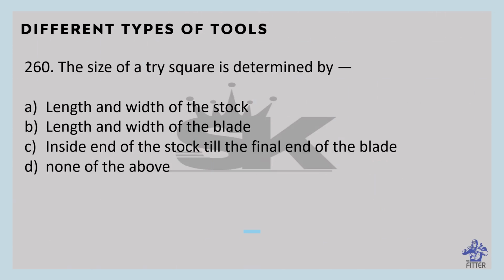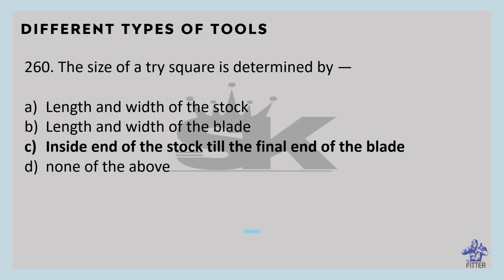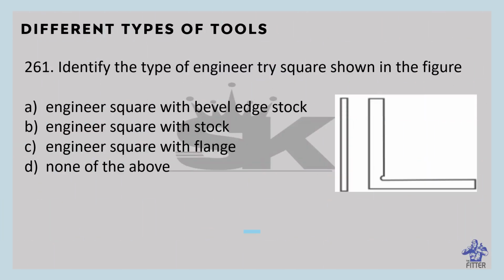The size of a try-square is determined by the inside end of the stock to the far end of the blade. Identify the type of engineer's try-square shown in the figure. That is an engineer's square with stock.